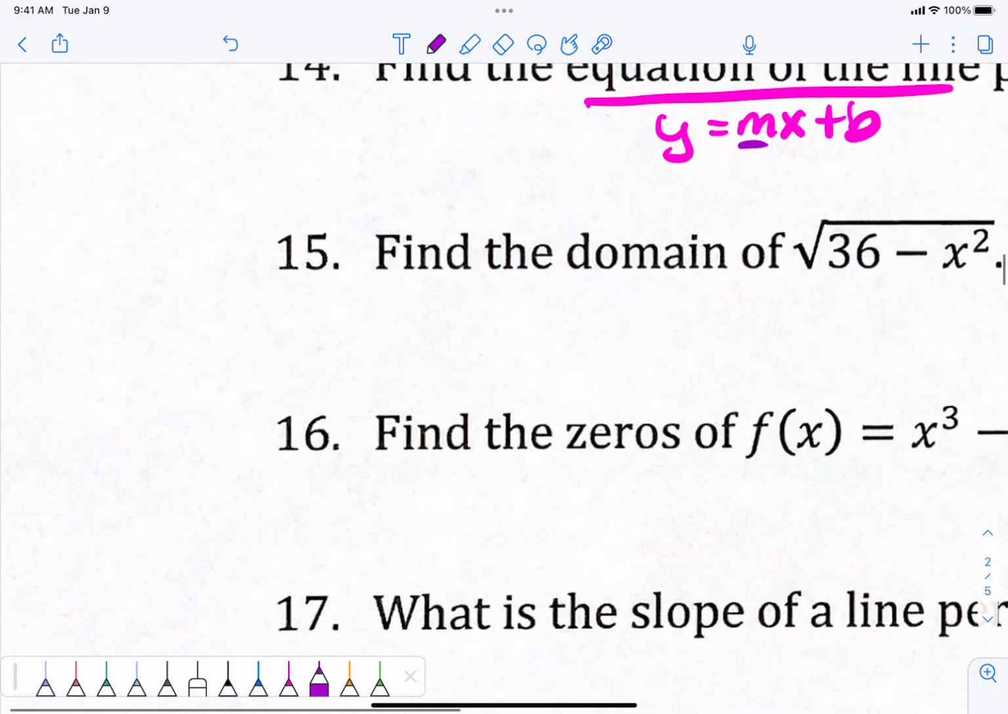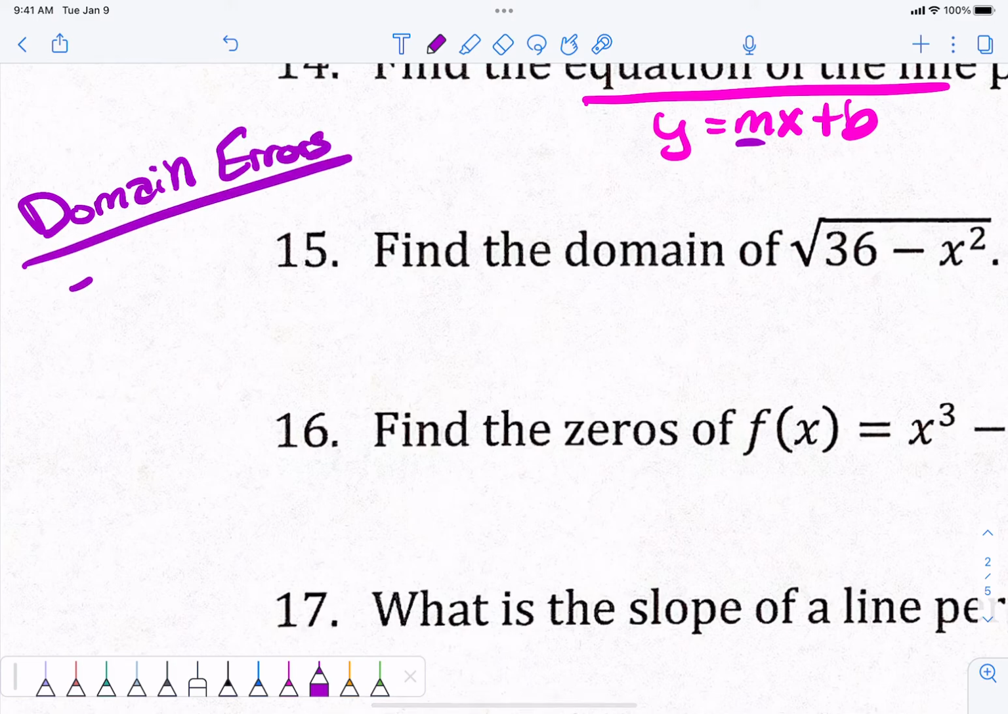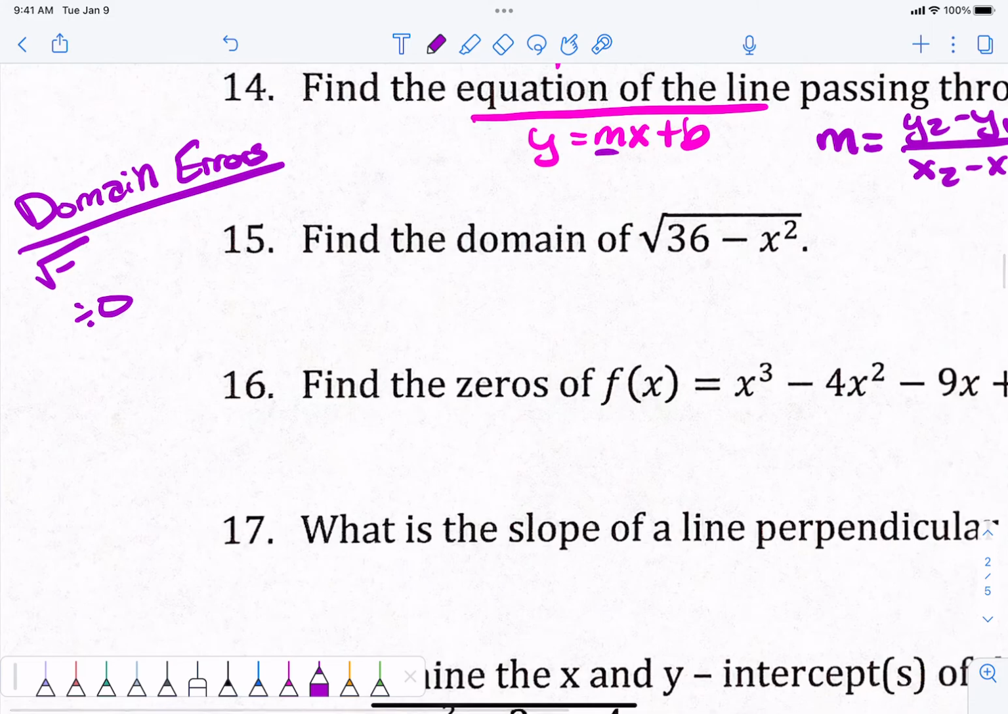Find the domain. Two things to screw up domain: a negative inside of a square root, and dividing by 0. That's my note card. All right, we have to worry about dividing by 0 or a negative inside of a square root. So how do I figure out this?